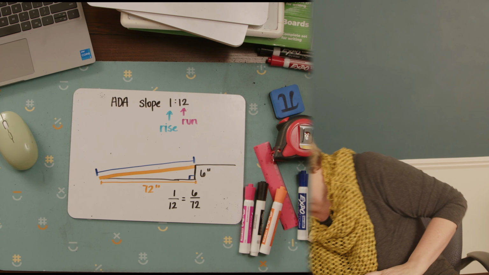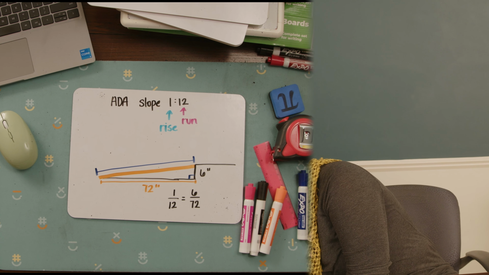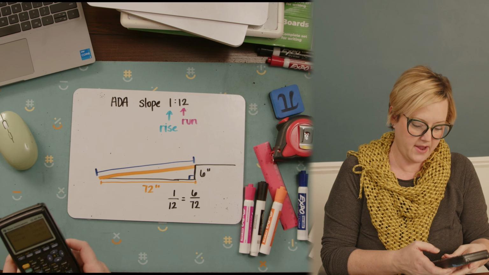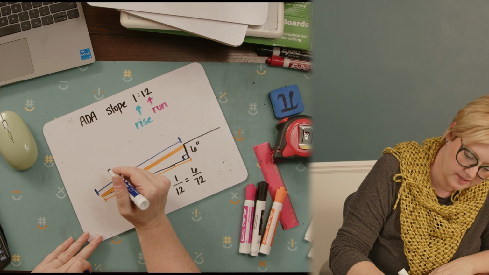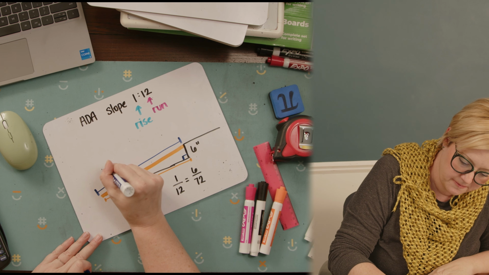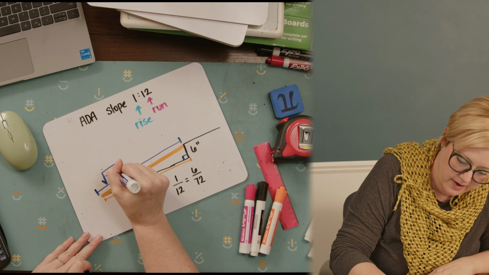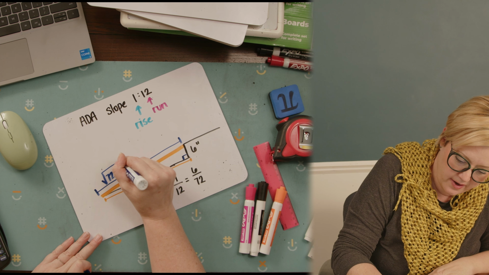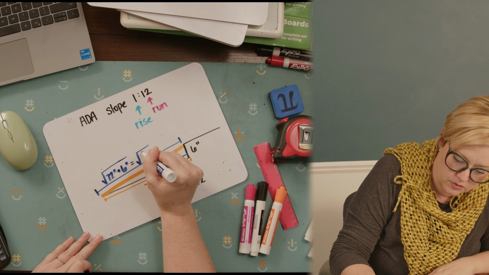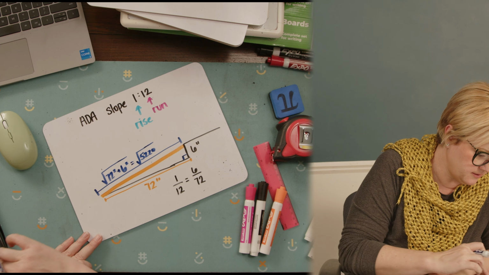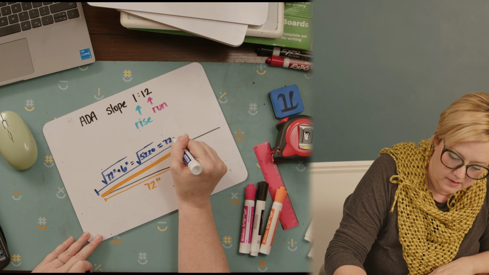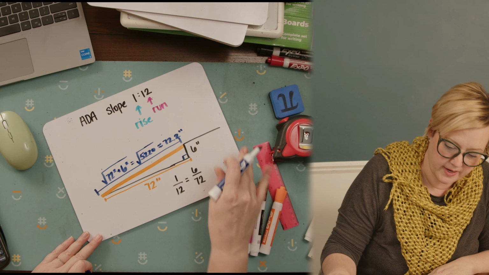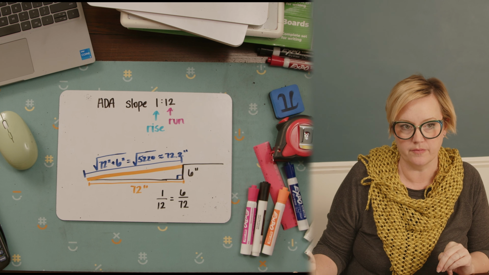This is definitely a calculator problem because I don't want to do 72 squared. Okay, so it's 72 squared plus 6 squared. So this is going to be the square root of 72 squared plus 6 squared, which is the square root of 5220, which is about 72.2 inches. So about 72 and a quarter, right?